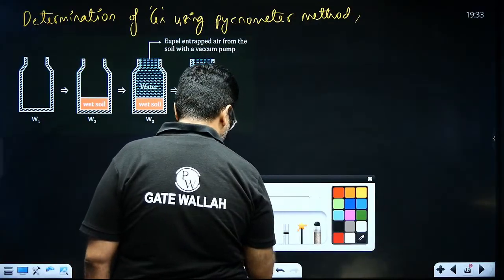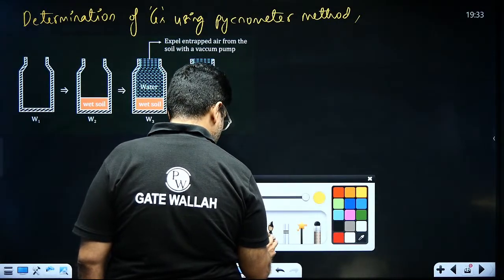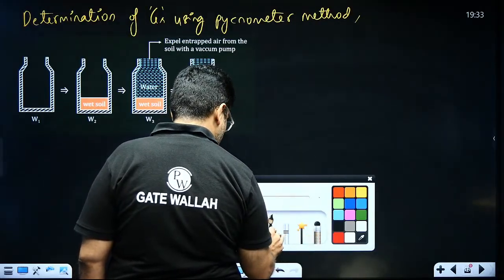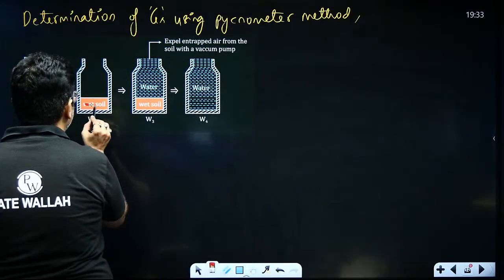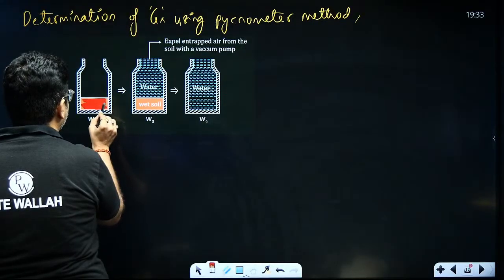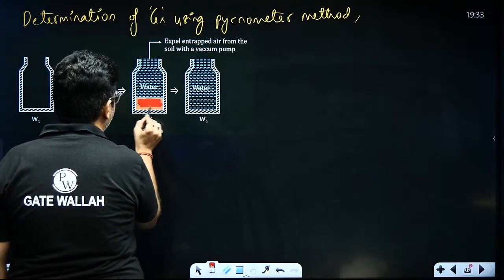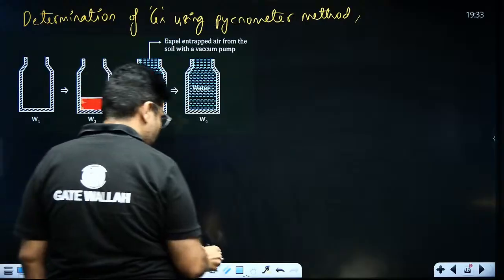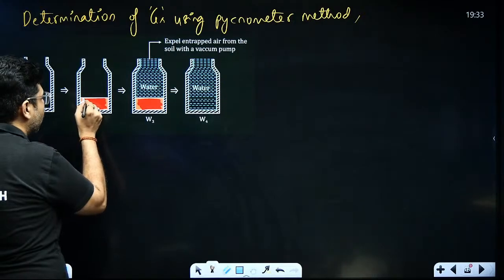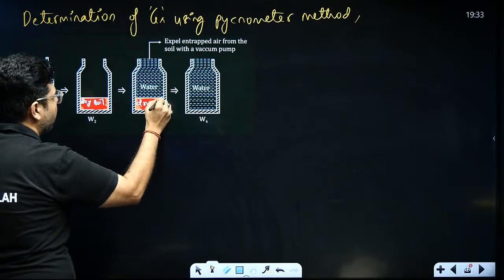So here, instead of the dry soil, I will take the wet soil. Sorry, you will not have the wet soil. You will have the dry soil. First change will be this one. So here we should take the dry soil.